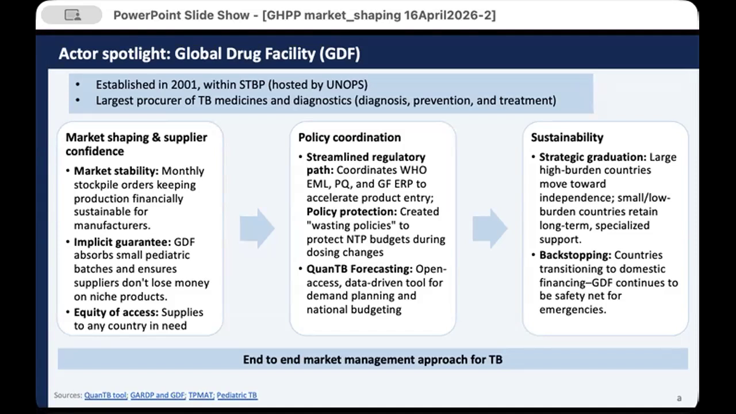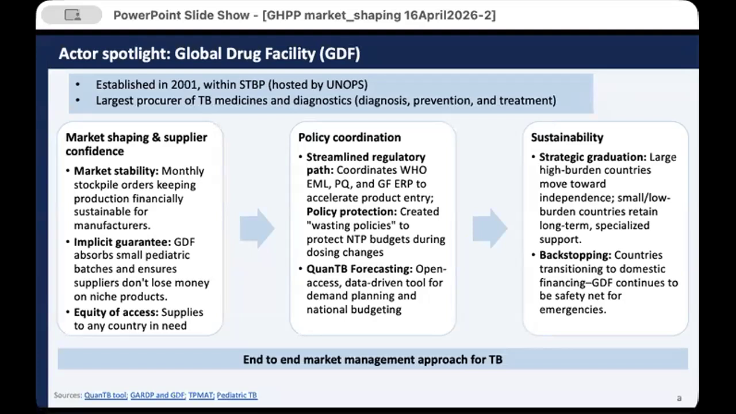And then just a little bit about forecasting that GDF does. It uses a tool called QuantTB. QuantTB is an open access demand forecasting tool that allows countries to project needs up to 2 years in advance and identify future stockouts and other risks. The data is collected on a quarterly basis from countries and aggregated into global supplier forecasts, which is critical for keeping manufacturers in the market.